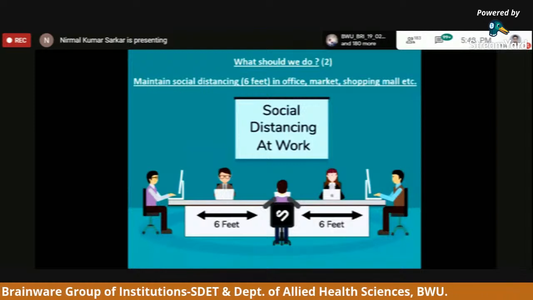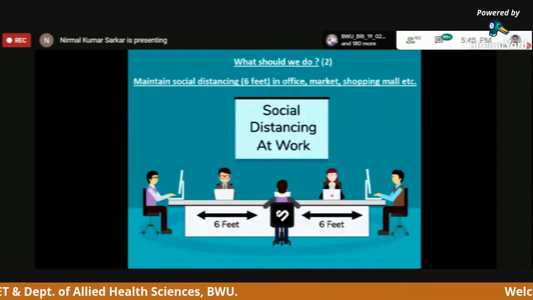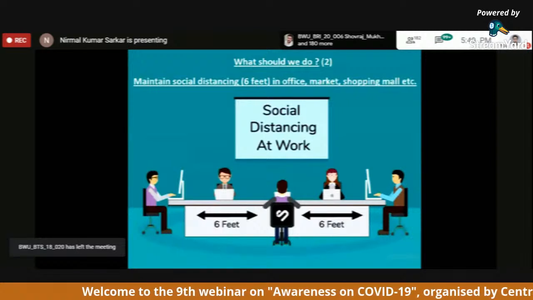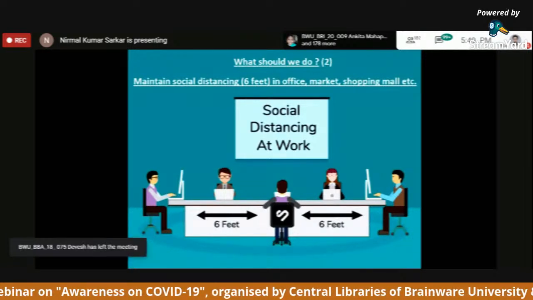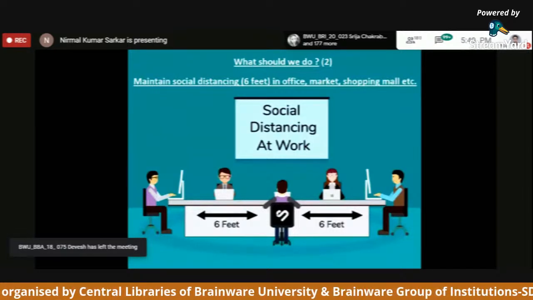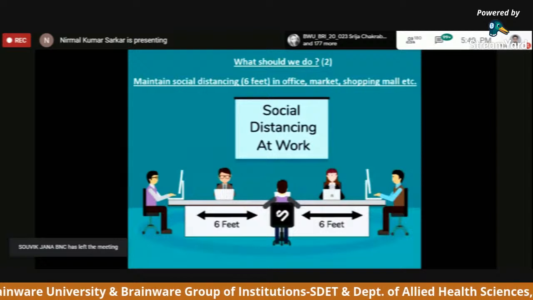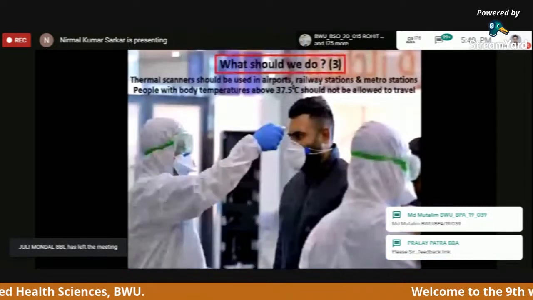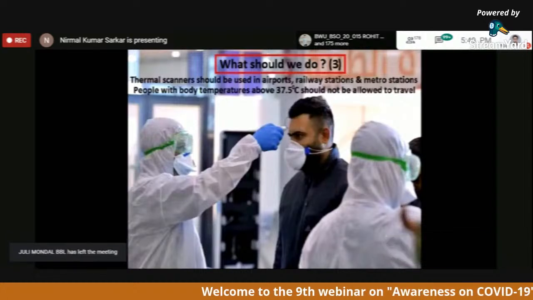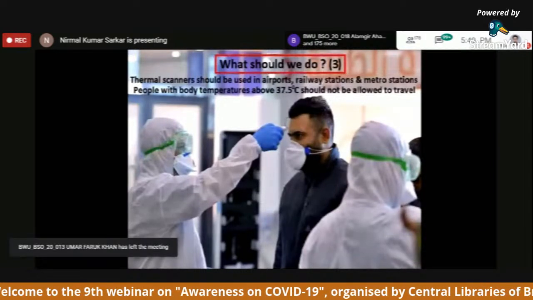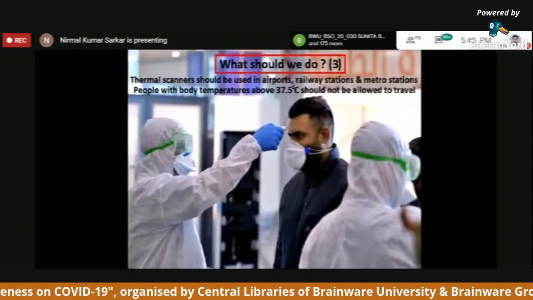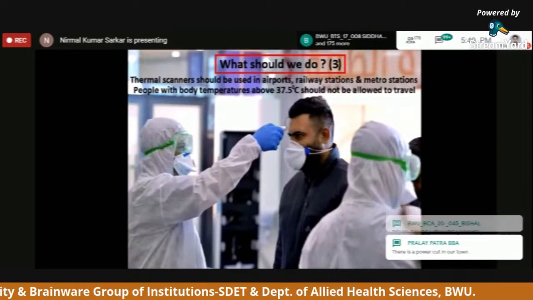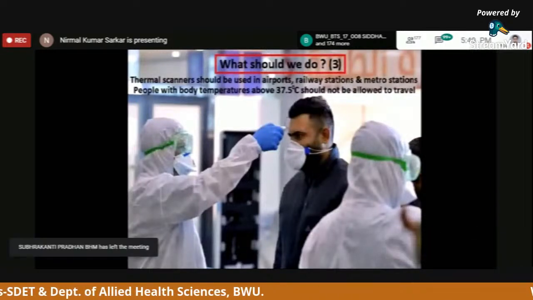To maintain social distancing is another compulsory duty of everybody. CDC, or Center for Disease Control USA, has mentioned that a distance of 6 feet should be maintained between two persons while people are gathering at any place for any meeting or any other purpose. Thermal guns or thermal scanners should be used in airports, railway stations, metro stations. People with body temperature above 38 degrees centigrade or 100.4 degrees Fahrenheit should be prevented from traveling.